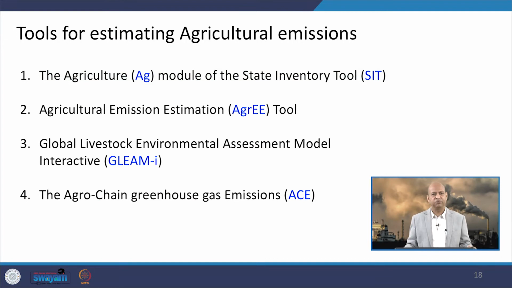Okay, now we come to the different tools or software, like spreadsheet-related software or other programming language related software, which have been developed by different countries according to their needs, and they are very popular for estimating emissions of greenhouse gases or pollutants in their respective countries. These are the four major tools we are going to discuss: one is the agriculture module of the State Inventory Tool, known as SIT; the Agriculture Emission Estimation tool, Agri tool; then the Global Livestock Environmental Assessment Model Interactive, GLEAM-i; and the Agro-Chain Greenhouse Gas Emissions tool, ACE.